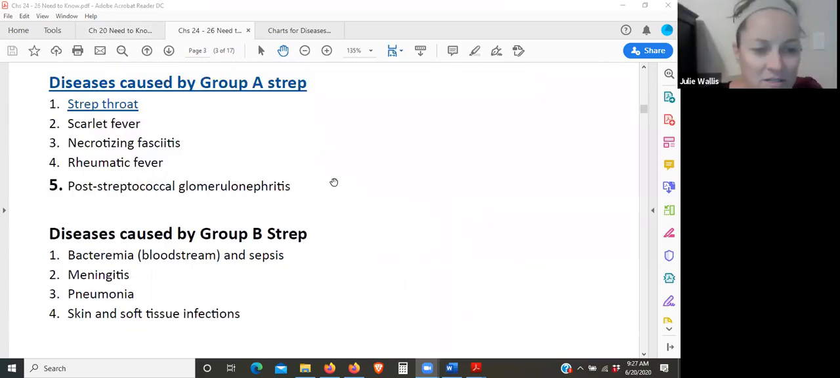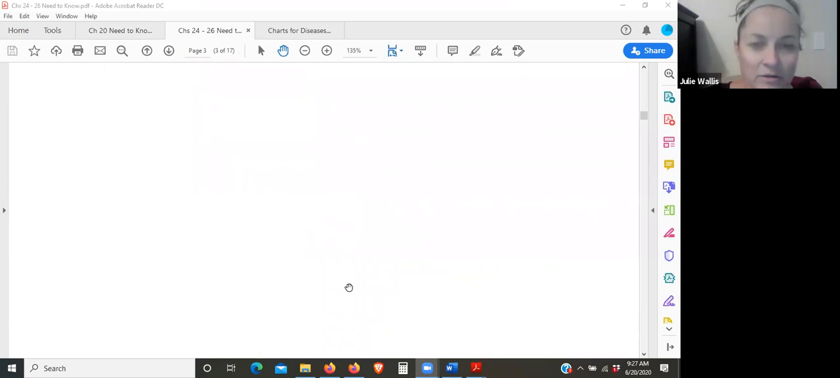Again, group A strep, we talked about that. Those are all in the diseases chart that you get to use.